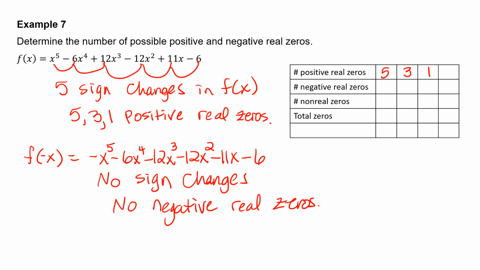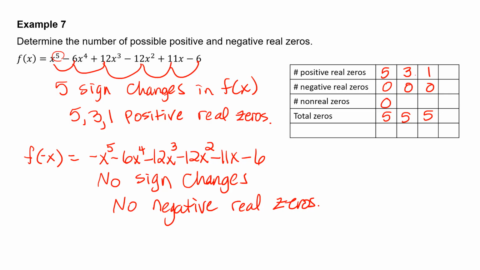So positive, I can either have 5, 3, or 1. So it's the number of sign changes or less than the number of sign changes by a positive even integer, which is just 2 down and then another 2 down. So 5, 3, or 1. No negative real zeros, never, ever. The non-real zeros: if I have 5 positive real zeros, I will have 0 non-real zeros because the highest power of x here is 5. That means I'm going to have 5 zeros total. So no matter what, I'm always going to have 5 total zeros.